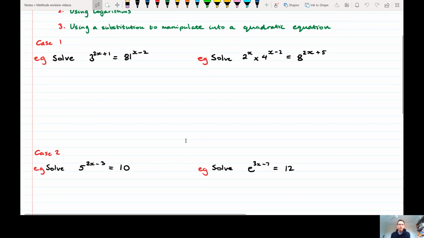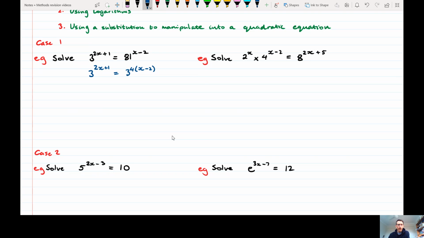So this case one is when we're going to have both sides and we're going to write both sides in terms of the same base. So 3 is the simplest base. We're going to leave it as 3 to the power of 2x plus 1. But on the right-hand side, we know 81 is the same thing as 3 to the power of 4. So I'm just going to replace 81 with 3 to the power of 4. And with our index laws, you would then have that power of 4 multiplies the x plus 2.